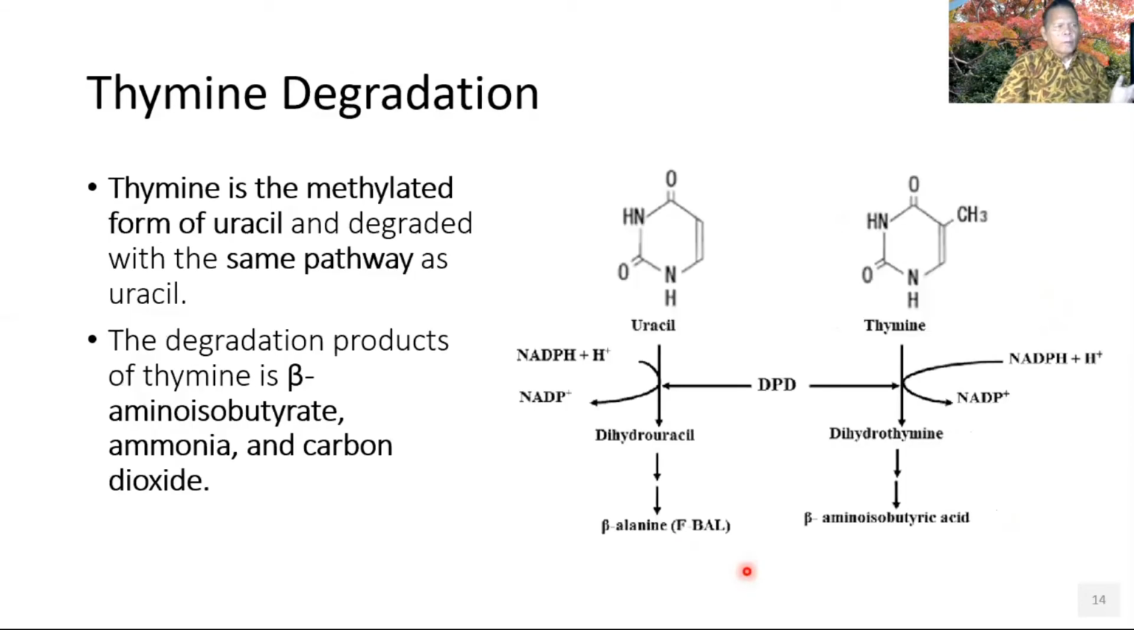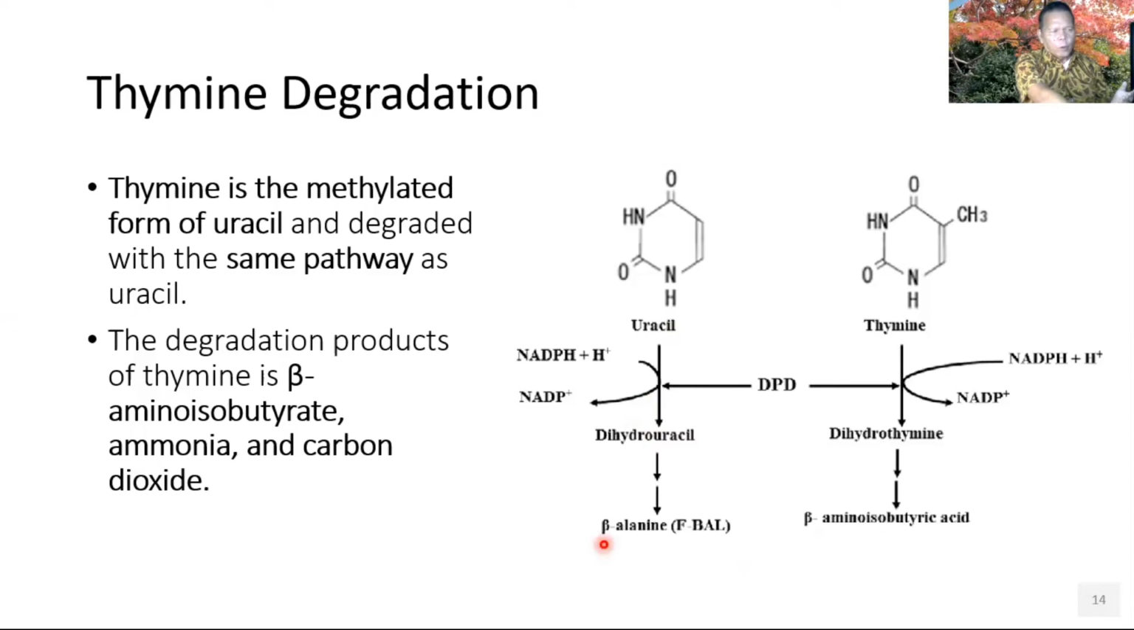Now have a look at thymine degradation. Thymine is the methylated form of uracil and is degraded by the same pathway as uracil. The degradation products of thymine are beta-aminoisobutyrate, ammonium, and carbon dioxide. Let's see this one on the right side. This is uracil, and this one is thymine. Uracil will be converted into dihydrouracil, then this dihydrouracil will be converted to beta-alanine.